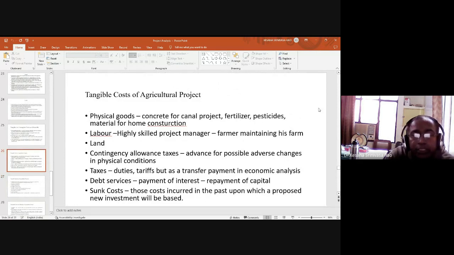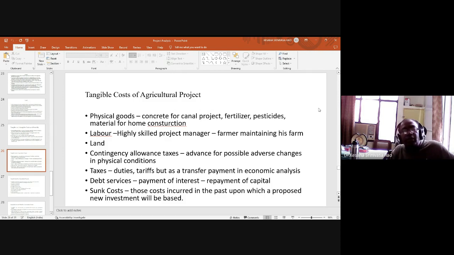Tangible costs of an agriculture project are physical goods, labor, land, contingency allowance, taxes, debt services, sunk costs. So these are the different types of costs which are involved in it. Physical goods: concrete for a canal project, fertilizer, pesticides, material for home construction, etc. These are the physical goods. Labor ranges from a highly skilled project manager to a farmer maintaining his farm. Then land is a physical asset which is visible, and so you have to put some type of cost on it.